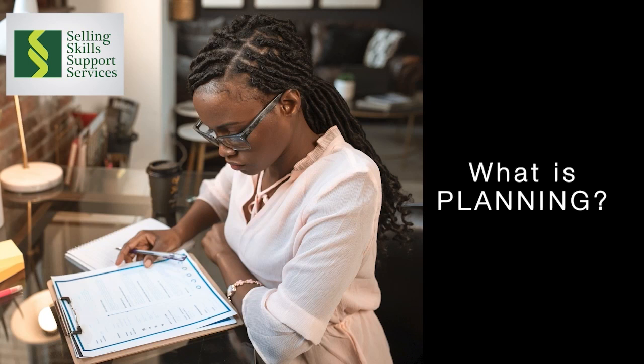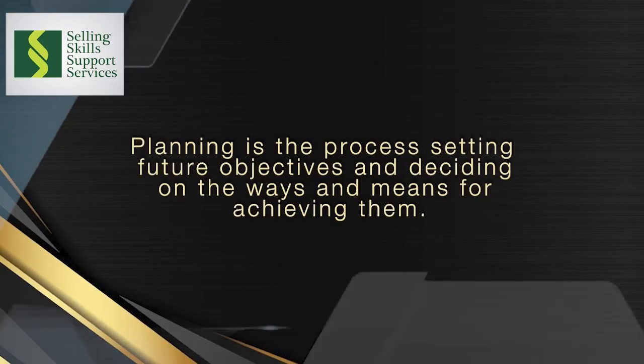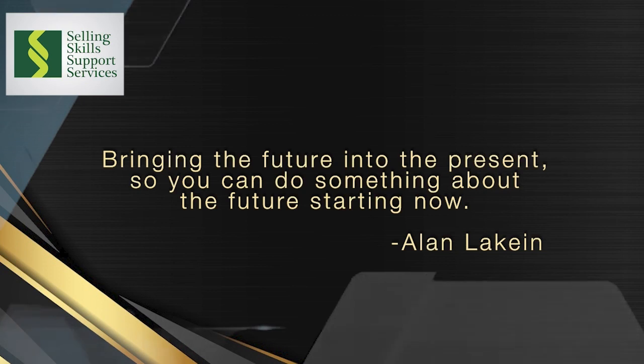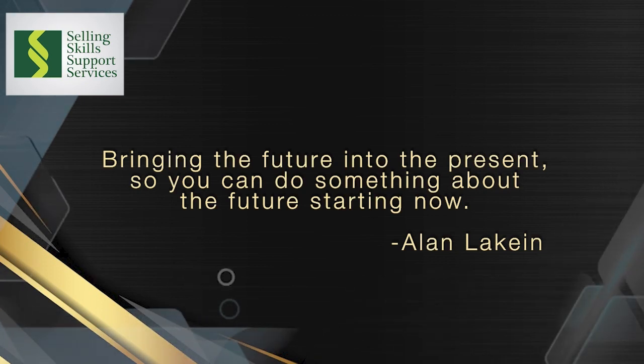So now that we have clarity about what a plan is, the next natural question is, what is planning? So again, please capture your responses in your workbook and compare your responses with the definitions I'll be sharing with you now. So planning is deciding in advance what is to be done and how it's going to be done. So planning, therefore, is the process of setting future objectives and deciding on the ways and means of achieving them. But my favorite definition for planning is the definition offered by Alan Lakein, who defined planning as bringing the future into the present so you can do something about the future starting from the present.